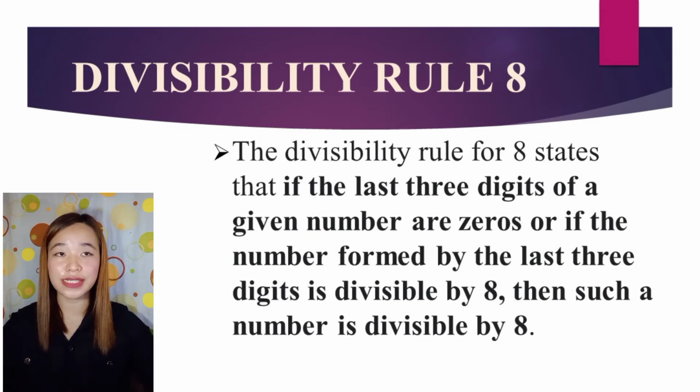So next, the divisibility rule of 8. The divisibility rule for 8 states that if the last 3 digits of a given number are zeros, or if the number formed by the last 3 digits is divisible by 8, then such a number is divisible by 8.